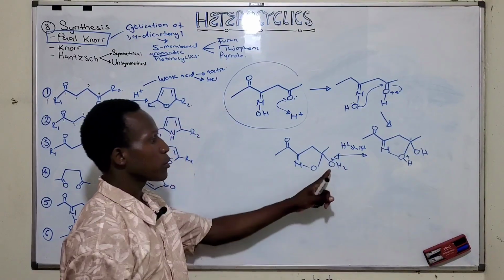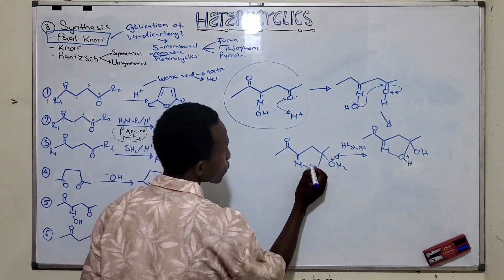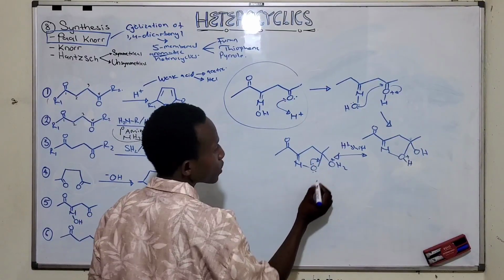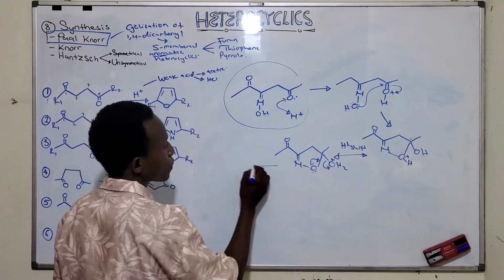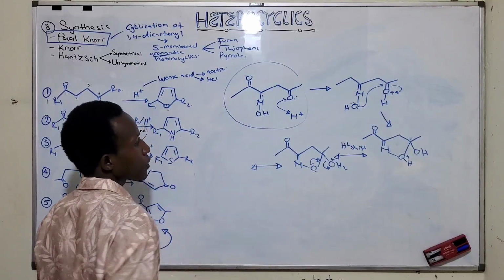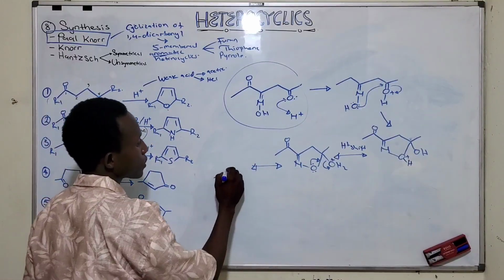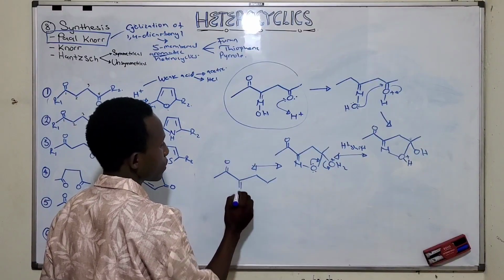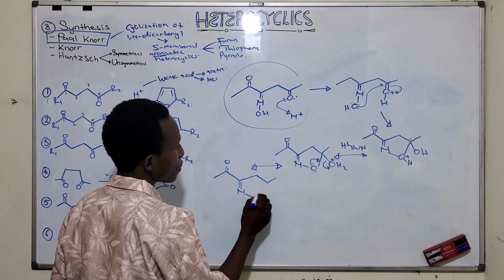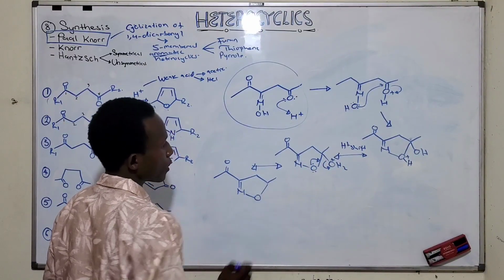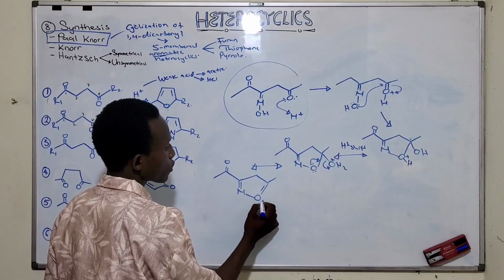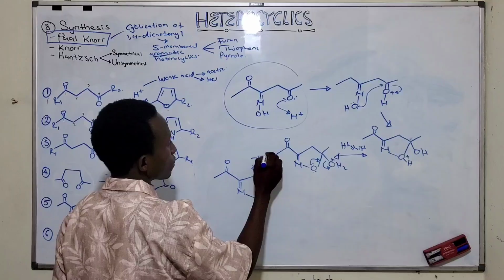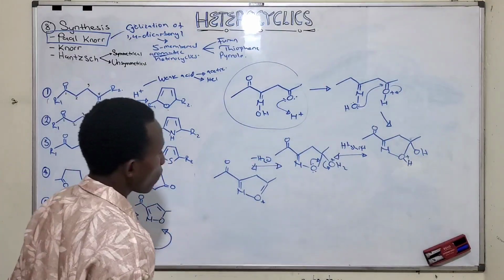This one is now positively charged. This oxygen, remember, it has lone pairs of electrons. It forms a bond. This one breaks off. So we form this, N with O like that and a double bond. This one is positively charged. We have lost water. We have lost this water.